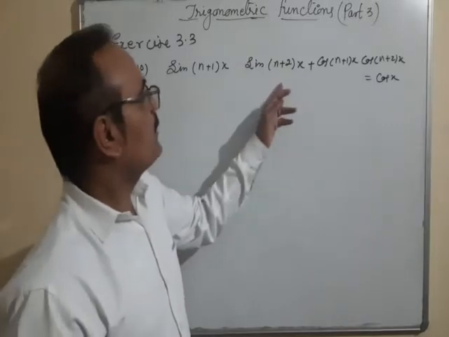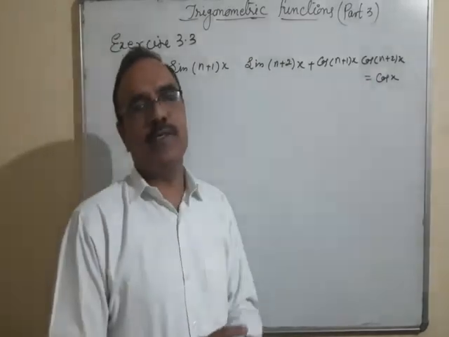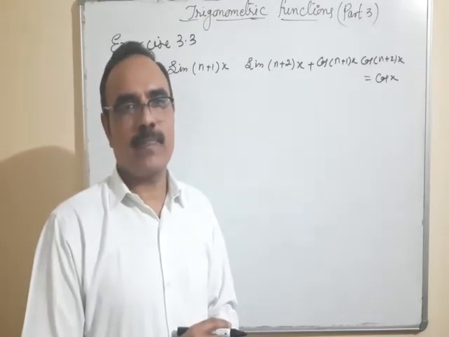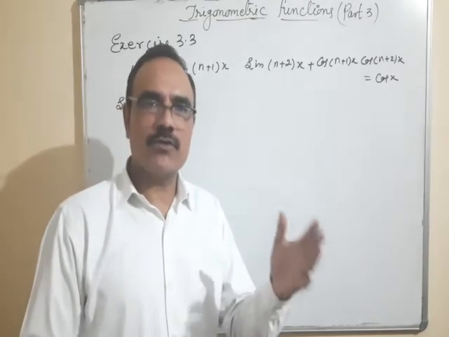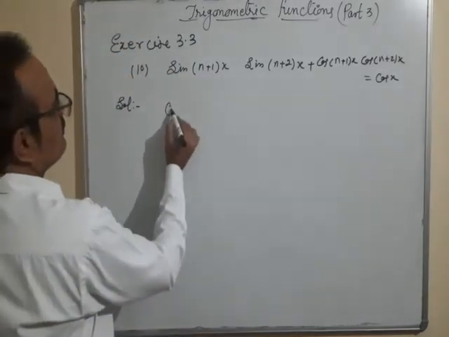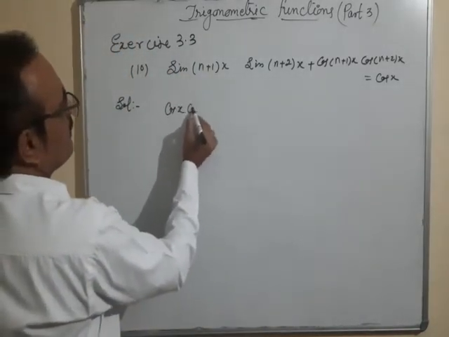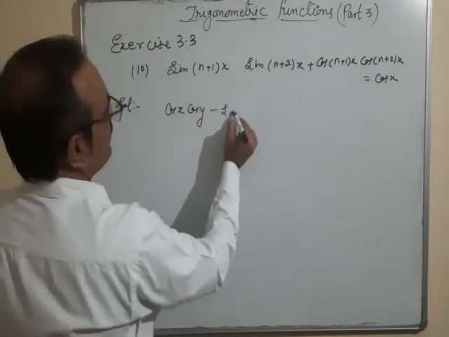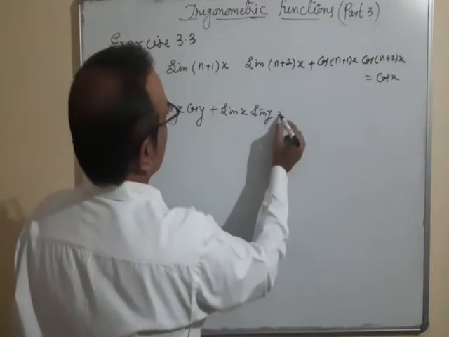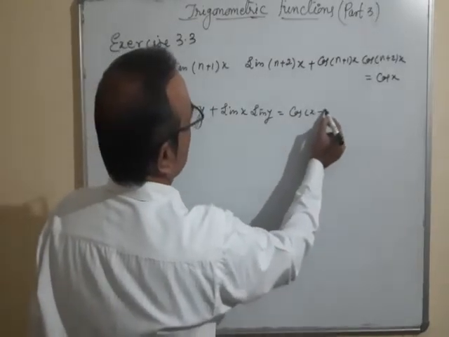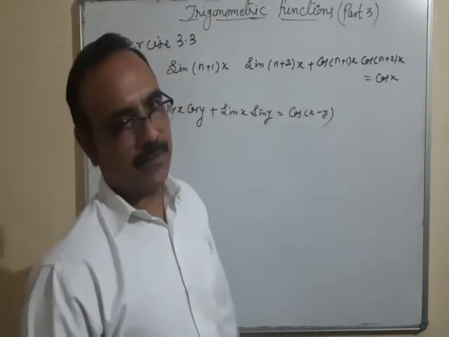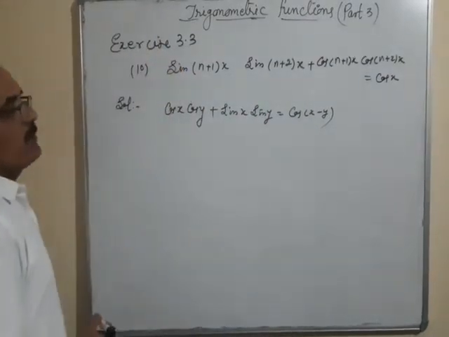Sin A sin B plus cos A cos B. Actually the formula is cos A cos B plus sin A sin B, which is cos(A minus B). Okay, this is the formula: cos x cos y plus sin x sin y is equal to cos(x minus y). So this term should be written first, it is second. Cos x cos y plus sin x sin y.